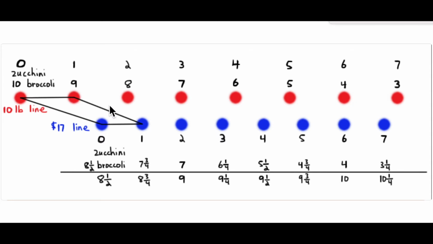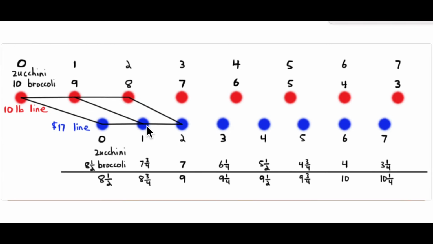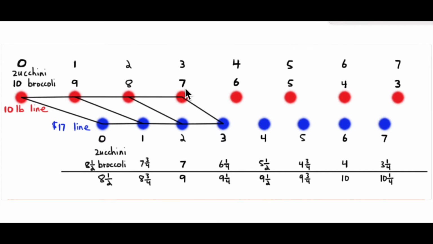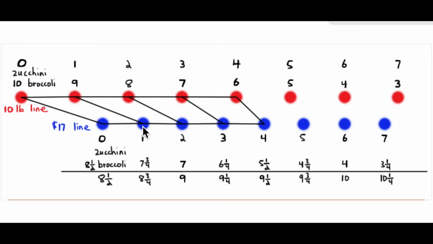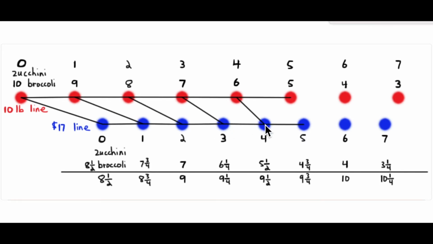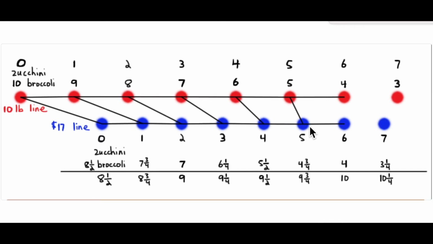Actually, take a look at it this way. This moves 1/4 of a pound closer to 10 pounds each time. So this is a trade. This is staying at 10 pounds. This is moving 1/4 of a pound closer. Staying at 10 pounds, moving 1/4 of a pound closer, because that's 1 minus 3/4. So it's moving 1/4 of a pound closer each time.